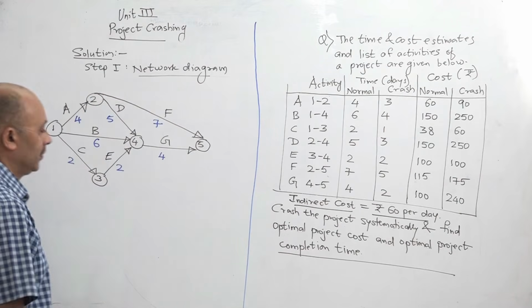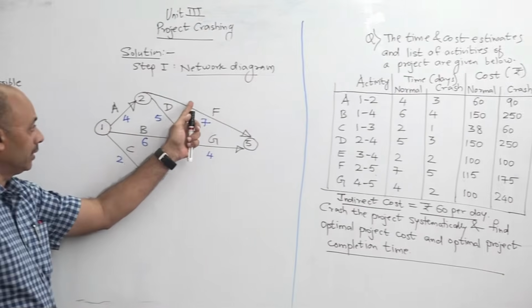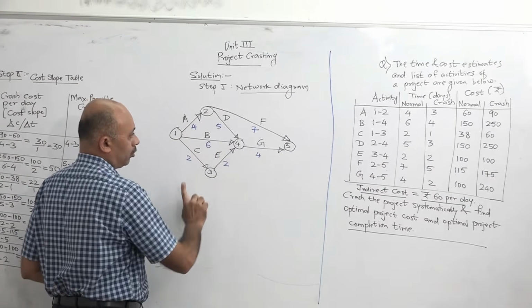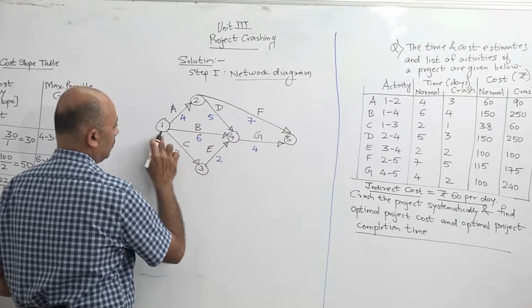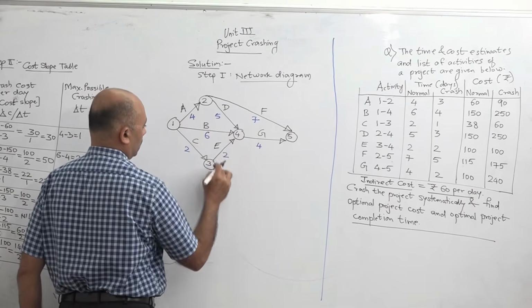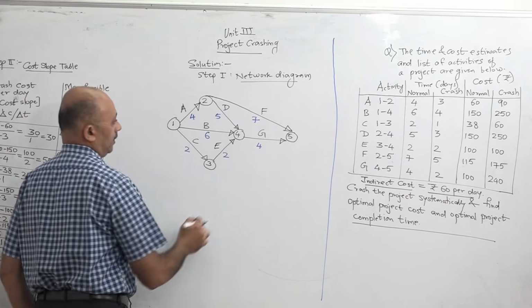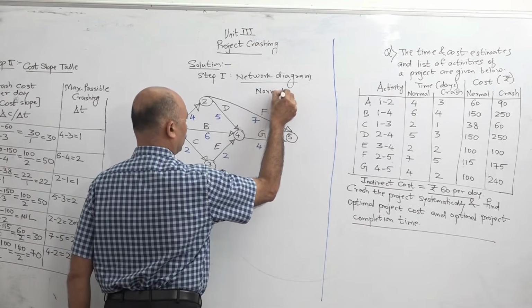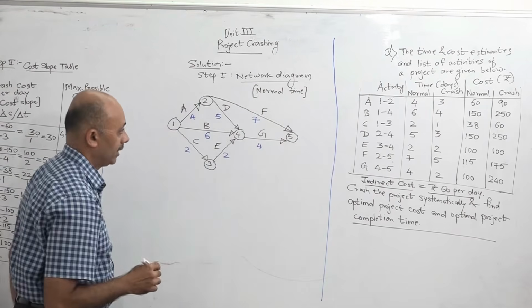Now when we start solution, the step number 1 is drawing the network diagram. Okay, so when we draw the network diagram, the node relationship is given here. Accordingly, we have plotted the network diagram. A is 1, 2. B is 1, 4. C is 1, 3. D is 2, 4. E is 3, 4. F is 2, 5. And G is 4, 5. And for network diagram, we should always use the normal time, because crashing we have not done till now. So network diagram, you should draw always with normal time.